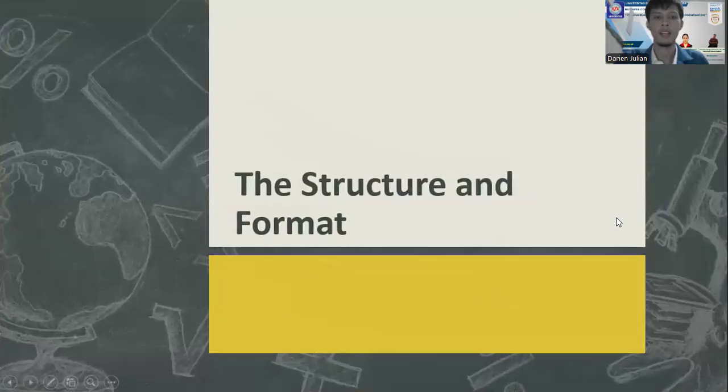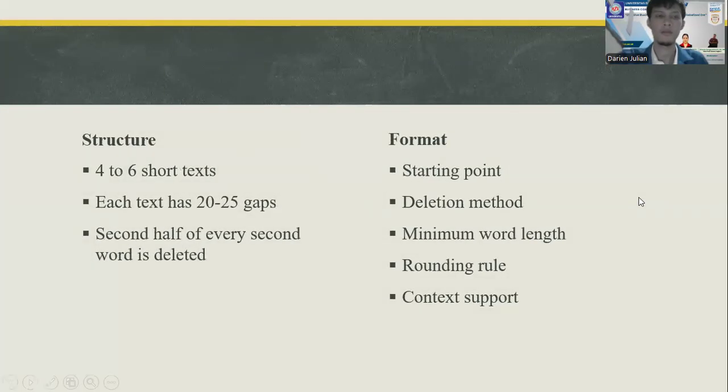The structure and format of a C-test. The structure for a C-test is 4 to 6 short texts, each about 60 to 100 words. Each text has 20 to 25 gaps, deleted parts of words. Second half of every second word is deleted.